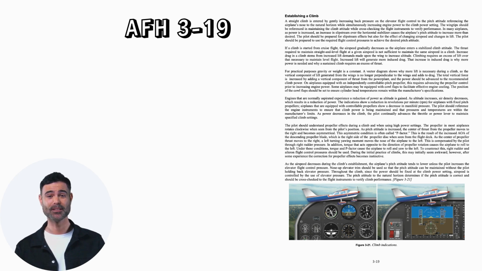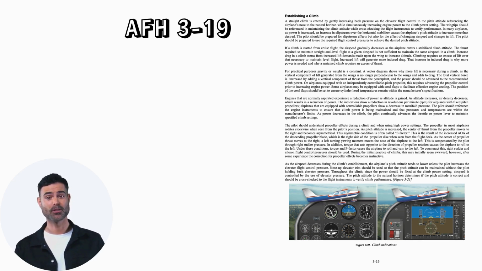In many airplanes, as power is increased, an increase in slipstream over the horizontal stabilizer causes the airplane's pitch attitude to increase more than desired. The pilot should be prepared for slipstream effects, but also for the effect of changing airspeed and changes in lift. The pilot should be prepared to use the required flight control pressures to achieve the desired pitch attitude. If a climb is started from cruise flight, the airspeed gradually decreases as the airplane enters a stabilized climb attitude.